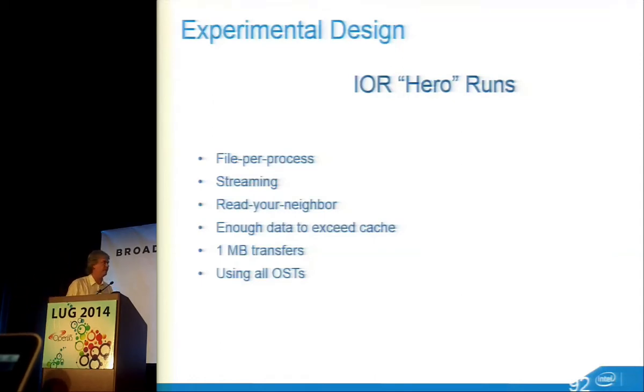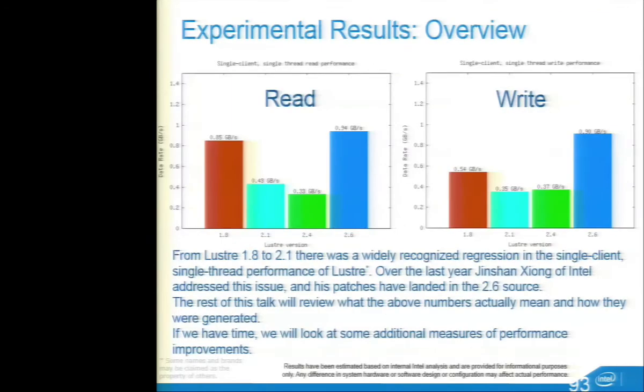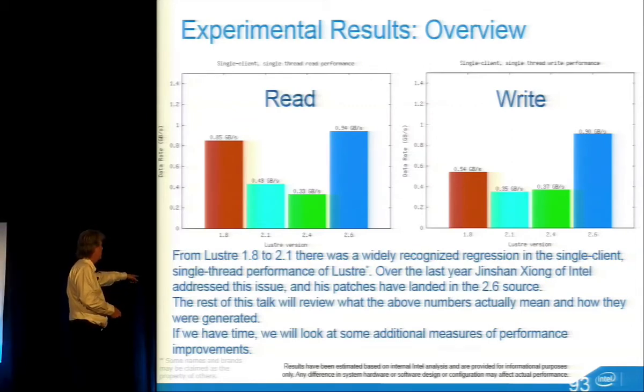from the spinning disk part of the file system as well. So here's the big result. As John was mentioning, from 1.8 to, first of all, I guess for those in the back, this is a bar chart showing in red is 1.8. Is read on the left, write on the right. The light blue is 2.1, the green is 2.4, and the dark blue is 2.6.